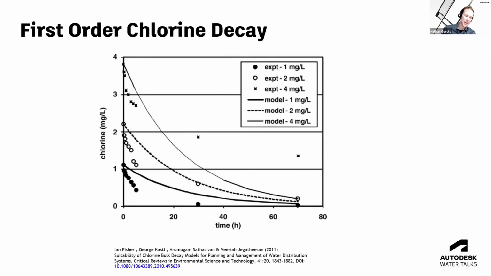From that paper that I highlighted earlier, they did a study. This was in Australia. They had some chlorine data from 3 different locations with 3 different starting initial chlorine doses, and they sampled up to 70 hours. In these conditions, you really start to see where first order decay breaks down. For starters, at the end, initially it's under predicting the decay, and then it's way over predicting the decay.